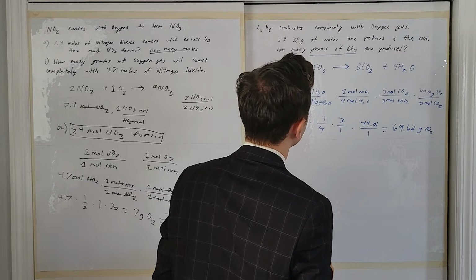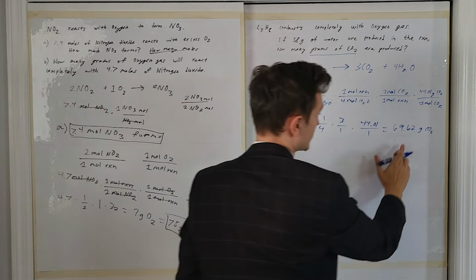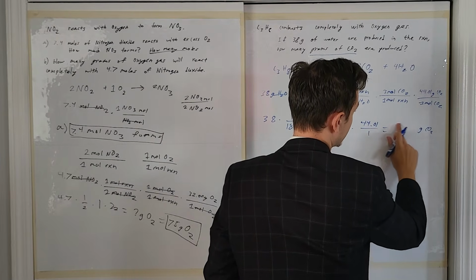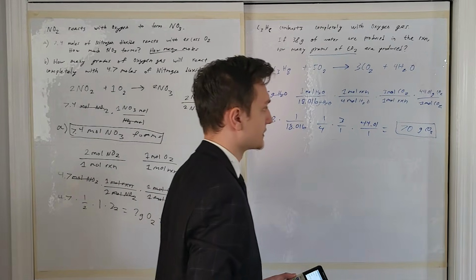I'm going to look back up. How many significant figures am I given? I have 38 grams, so I have 2 significant figures. This is going to become 70 grams of CO2. That is my final answer.